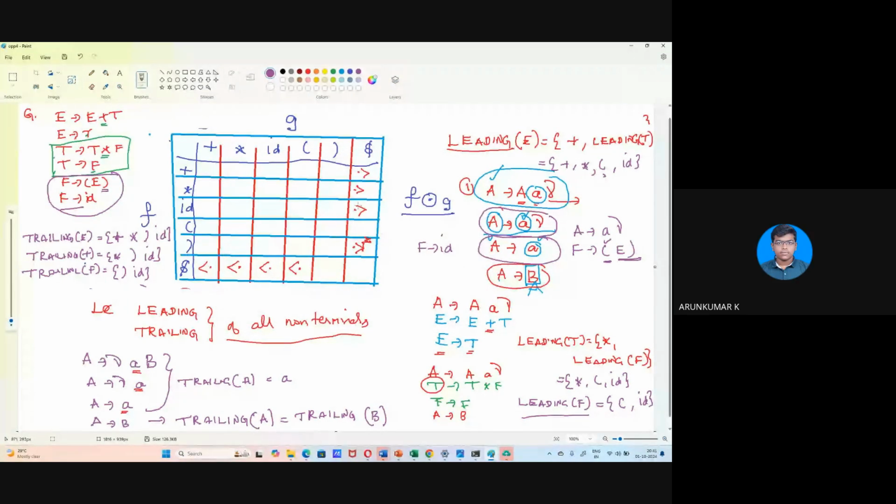Sir, tell me the formula for trailing. Trailing of A equals A, on the A, and the last non-terminal. Trailing of E: open bracket, plus, star, close bracket, ID. Then trailing of F.